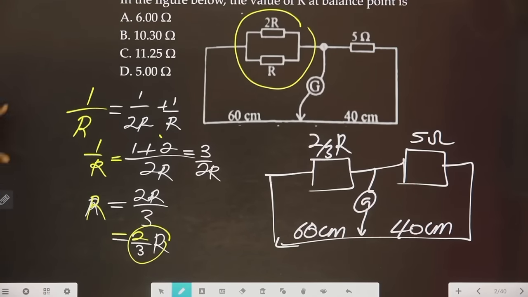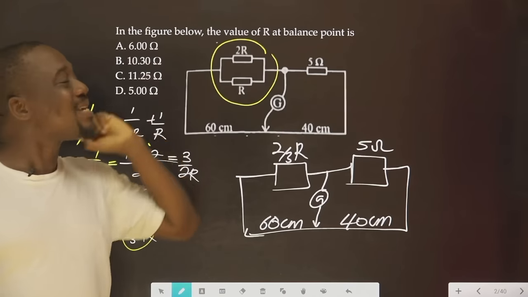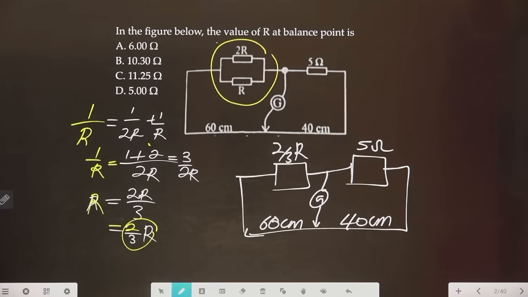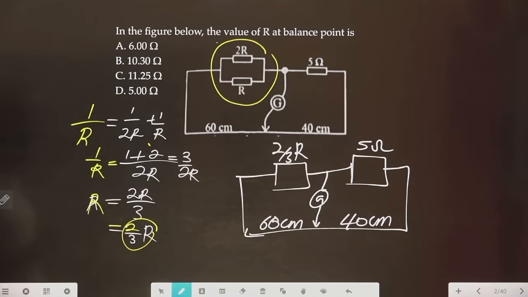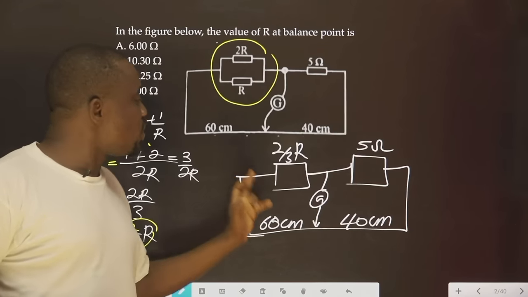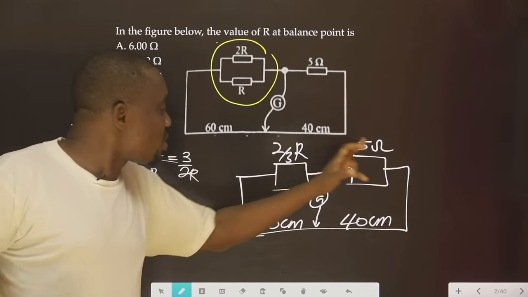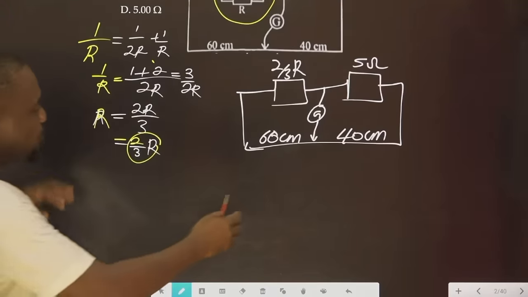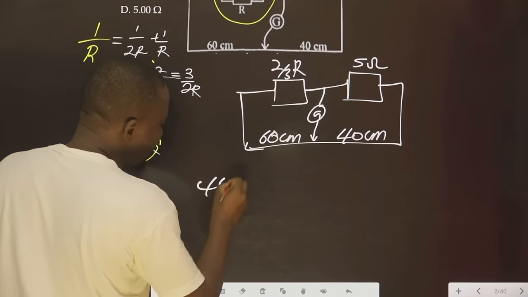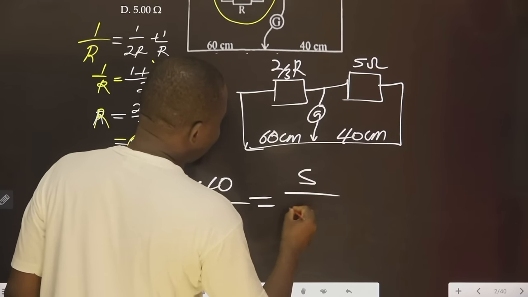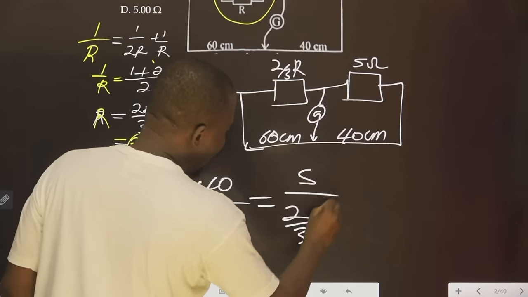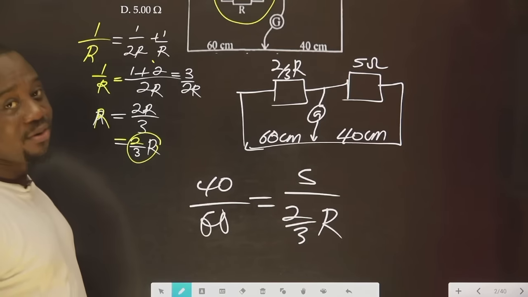The next thing is that we are told that at balance point, what that information means is that there is no deflection of this galvanometer. Because there's no deflection, all we have to do is this over this equals this over this. Let's do 40 over 60 equals 5 over 2 over 3R. This R is what we are looking for, okay?